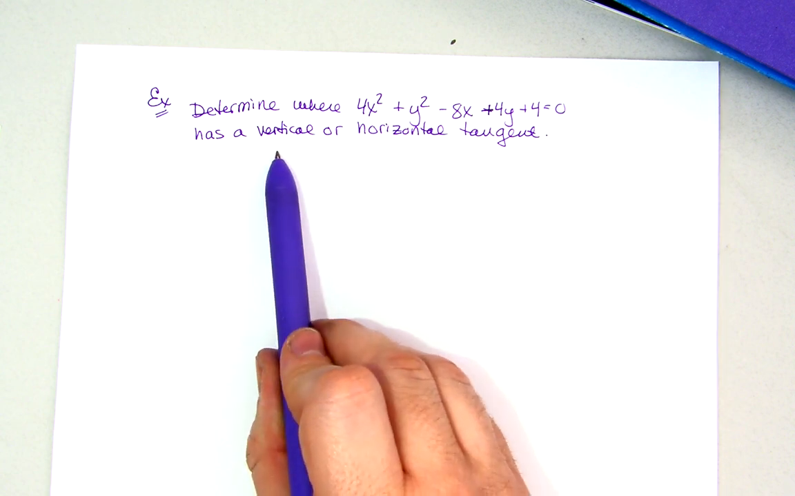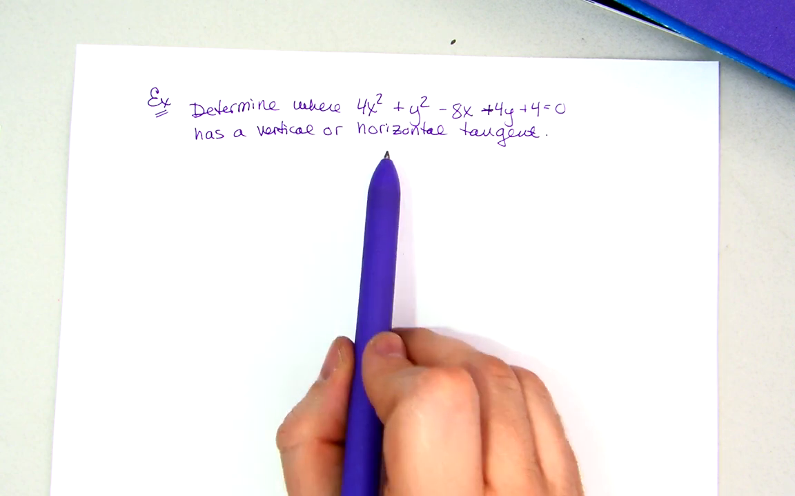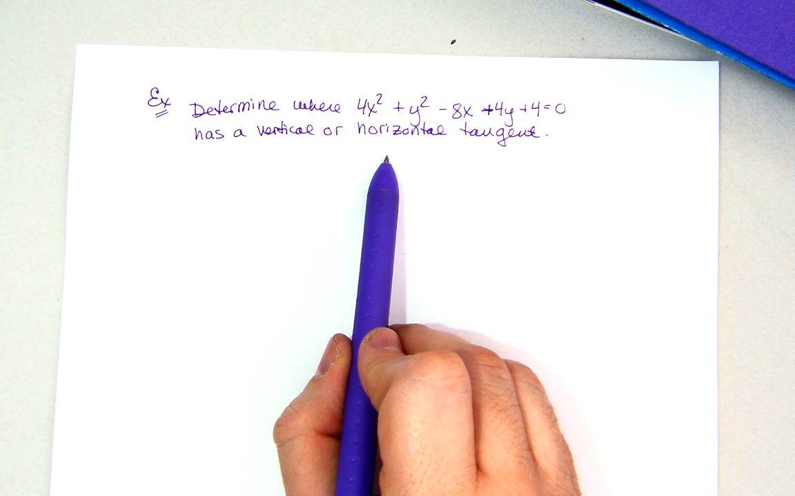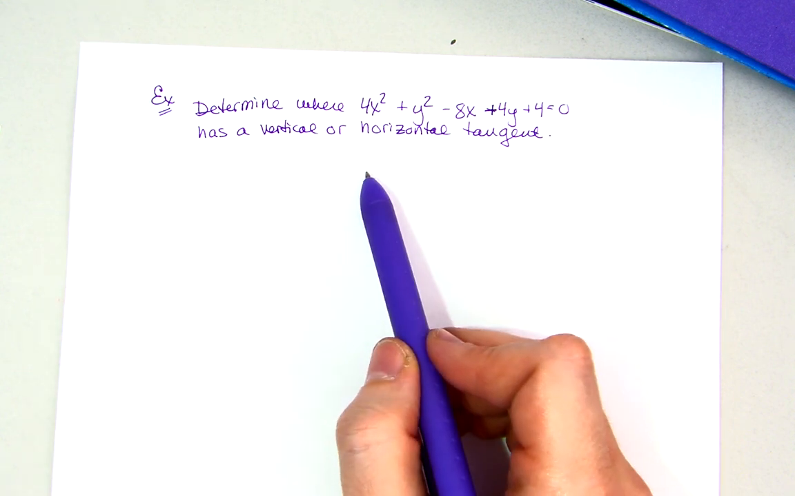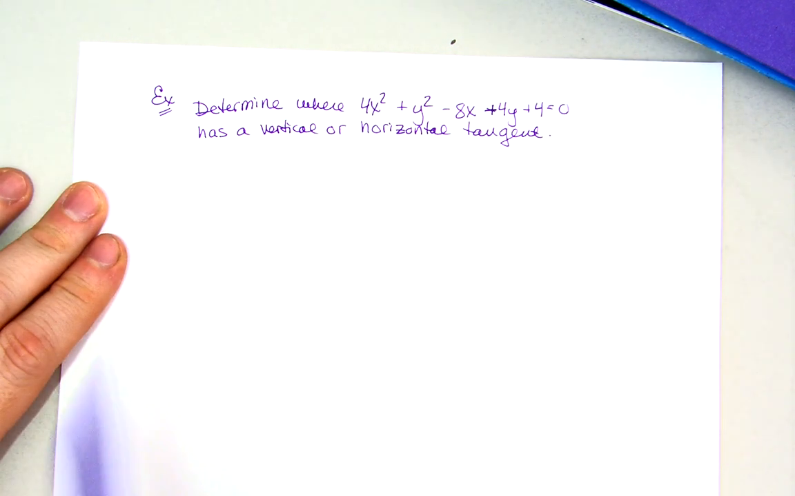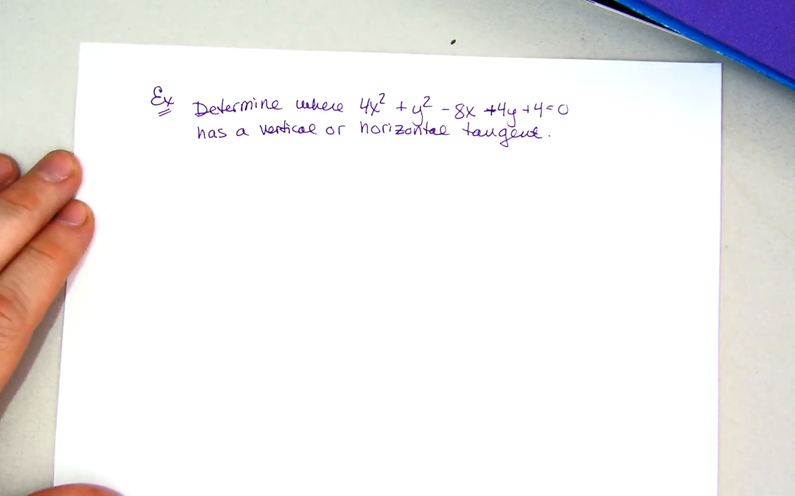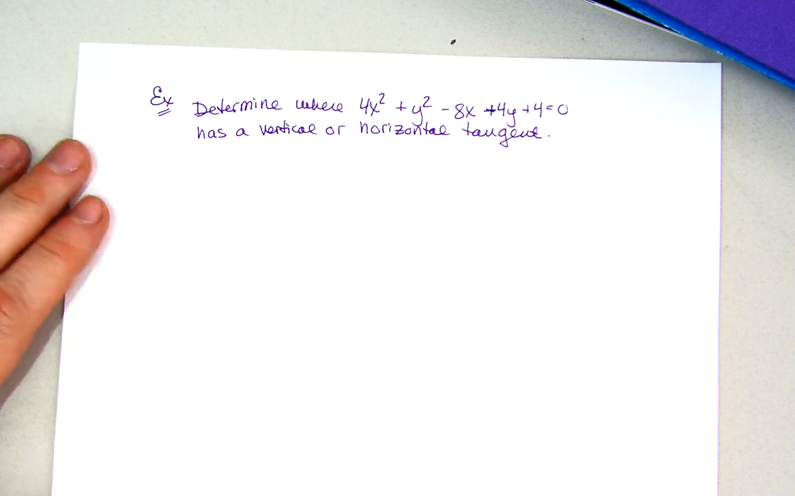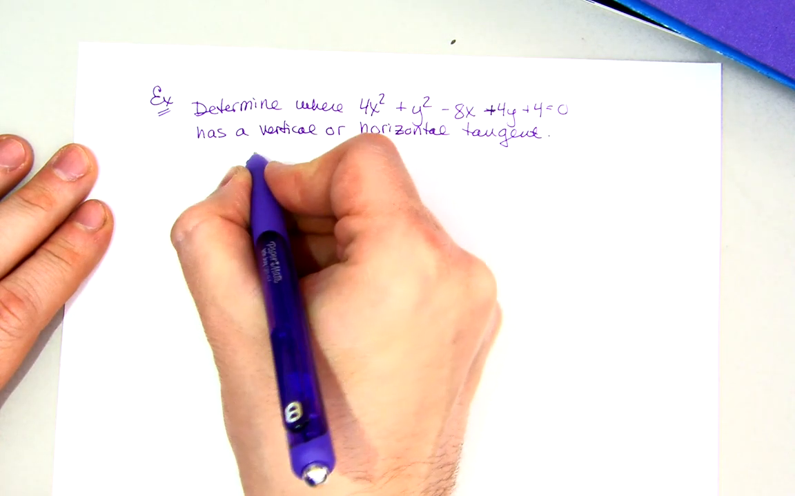For a vertical tangent, the slope has to be undefined. For a horizontal tangent, the slope has to be 0. Either way, we need our slope, we need our derivative. So take a moment, go find your derivative of this implicit function. There's nothing new there, so I'm just going to work through this, and you try this as well.